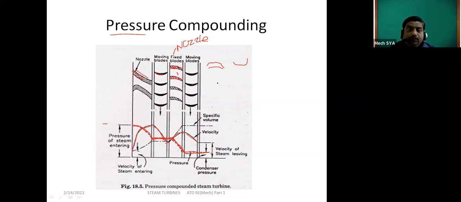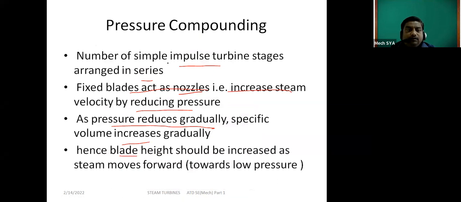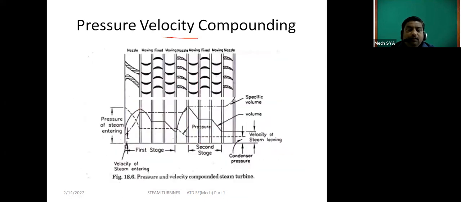I am tracing this because this is a very important topic, pressure compounding. Pressure is absorbed, and more than one set of nozzles is used. These may be the highlighting points: a number of impulse turbine stages arranged in series. Fixed blades act as nozzles, which increase steam velocity by reducing pressure. As pressure decreases, specific volume increases. And another stage is there, a combination of pressure and velocity. So both pressure as well as velocity we have to absorb continuously during these particular stages.